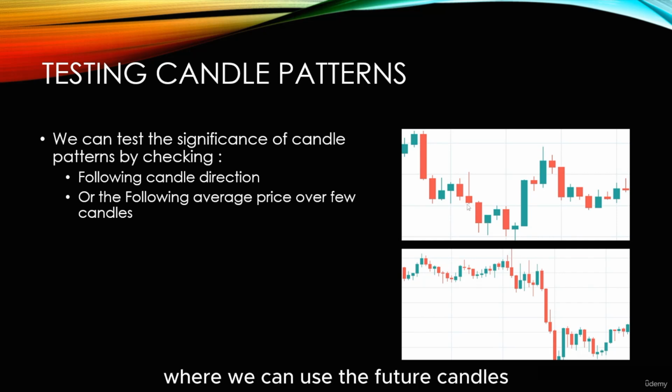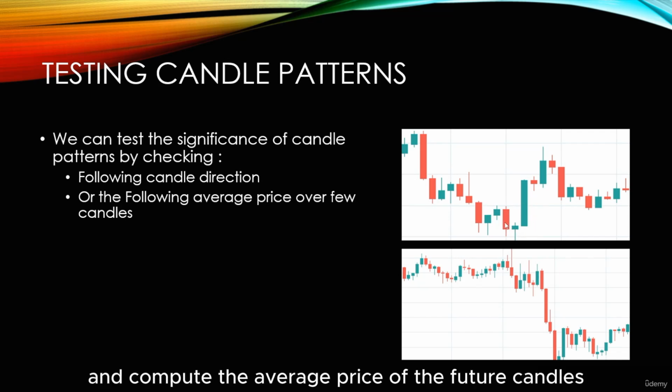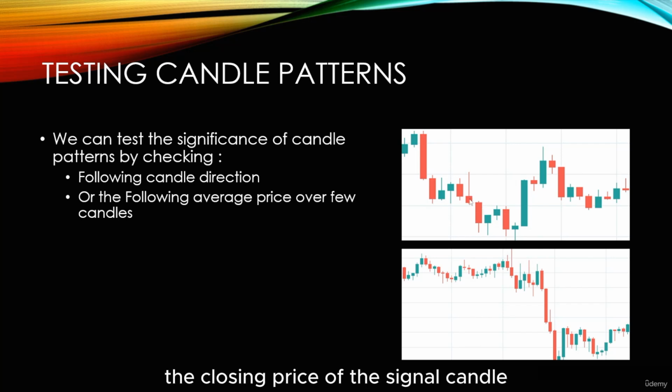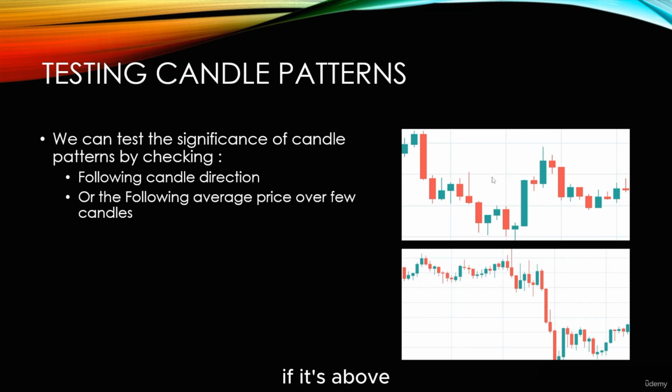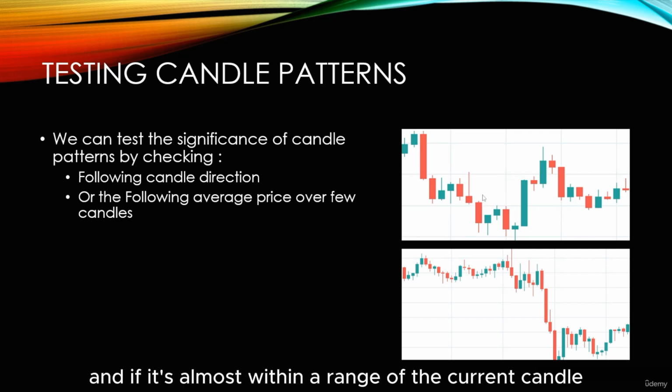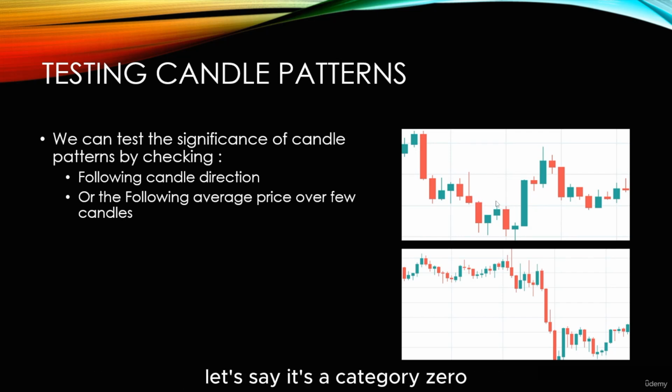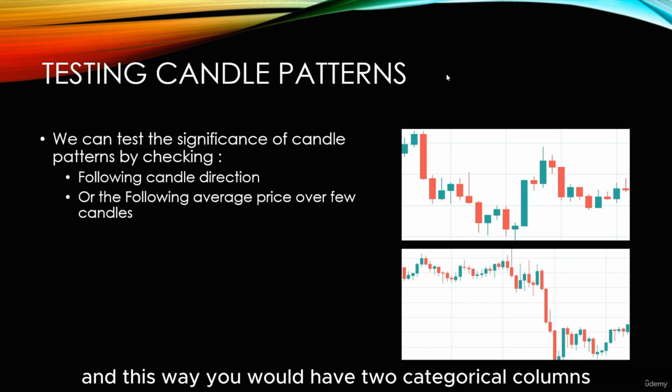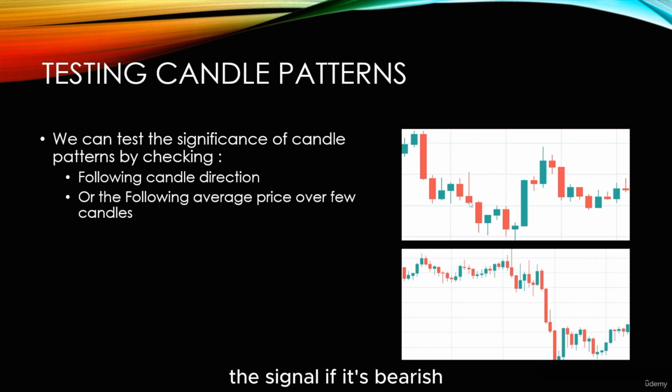There's a different way where we can use the future candles and compute the average price of the future candles and compare it with the closing price of the signal candle. If the average future price is lower than the current candle's, then it's a category -1, for example. If it's above, then it's a category +1, which is positive. And if it's almost within a range of the current candle, let's say it's a category 0. This way you would have two categorical columns: the signal, whether it's bearish, bullish, or no signal, and the future category, whether it's bearish, bullish, trend, or ranging.